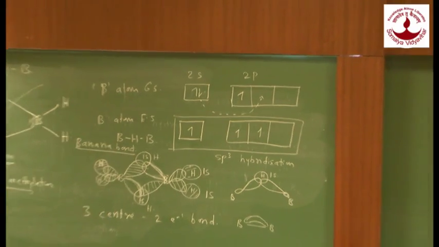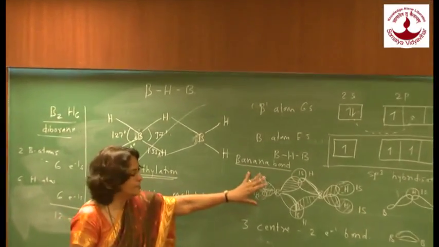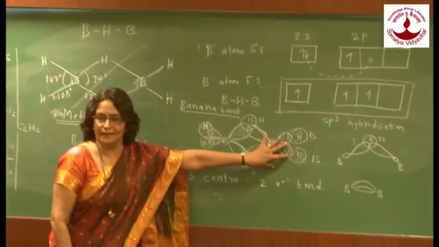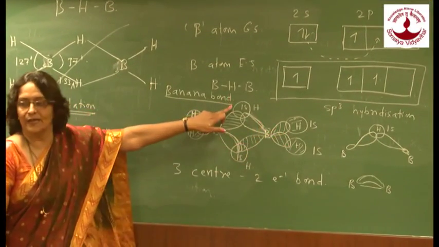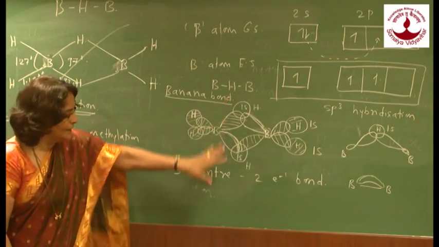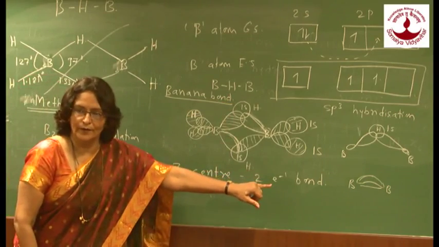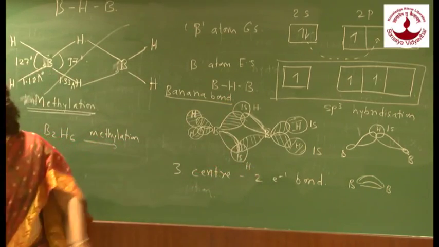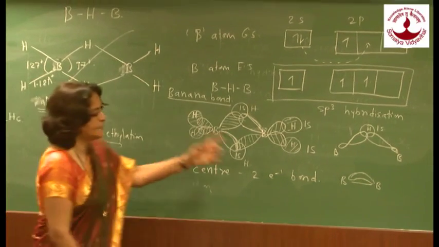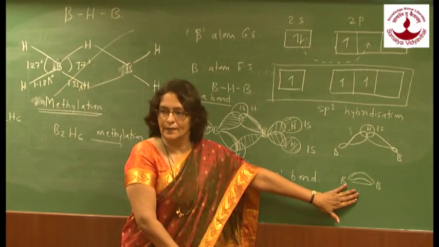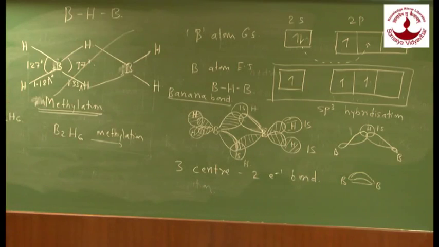Okay, so in the B2H6 molecule, you have 4 terminal hydrogen atoms which are bonded to 2 boron atoms by normal covalent bonds, whereas the remaining 2 hydrogen atoms are bonded in such a way that it is a 3-center 2-electron bond. And this type of bonding is because of the electron deficiency in the molecule, and because of the shape of this bond, it is called a banana bond. Okay, now let us see what is inert pair effect.